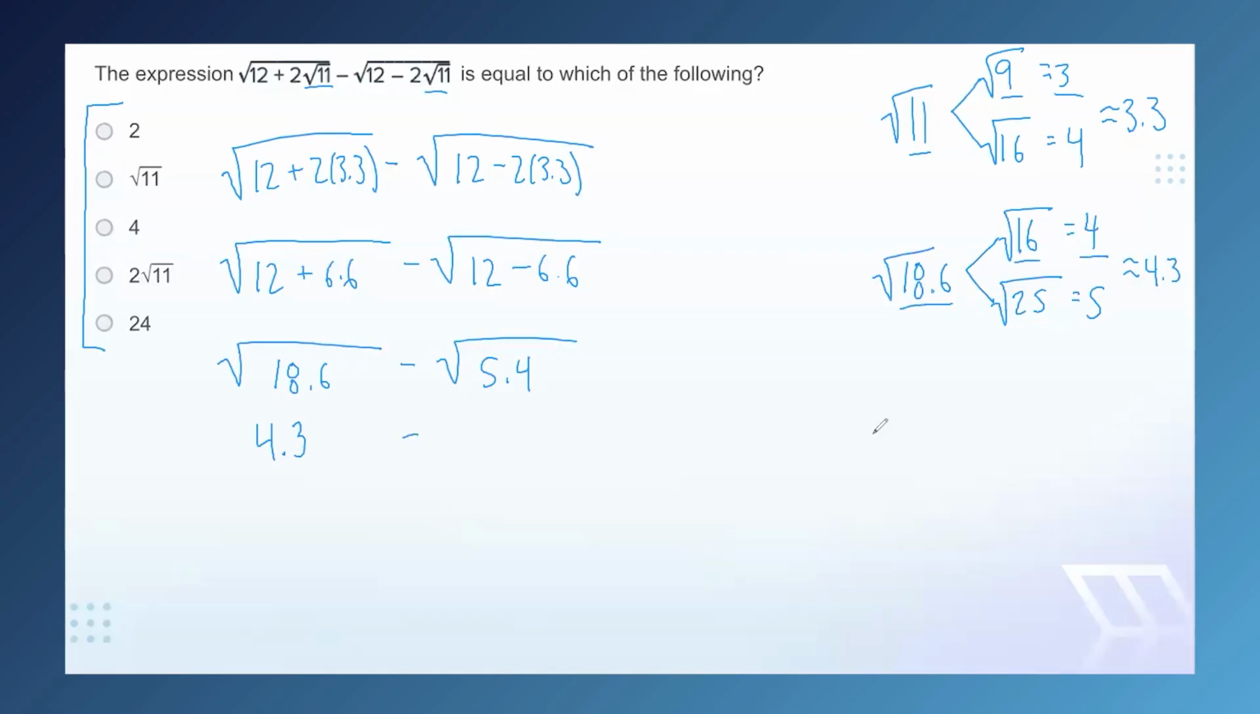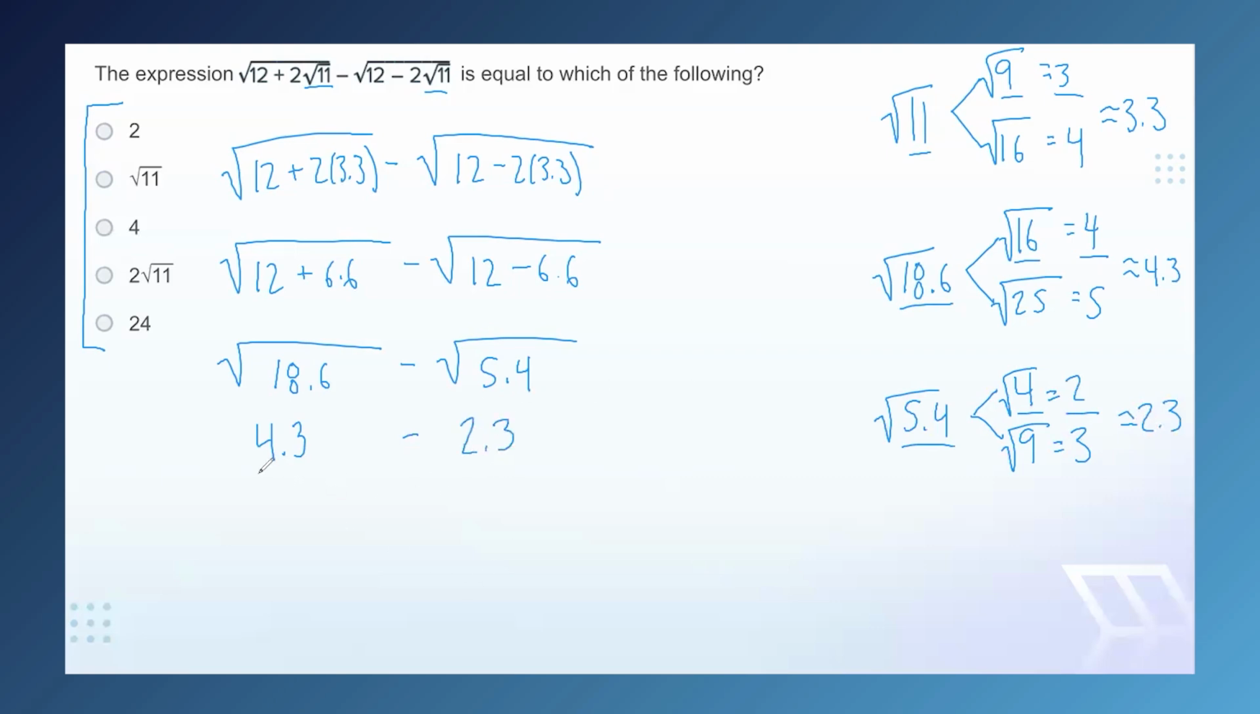Moving on to our next term, the closest perfect squares to 5.4 are going to be 4 and 9. So the closest integer square roots to the square root of 5.4 are going to be 2 and 3. As before, 5.4 is quite a bit closer to 4 than it is to 9, so the square root of 5.4 is going to be closer to 2. I'm going to estimate this one at 2.3.